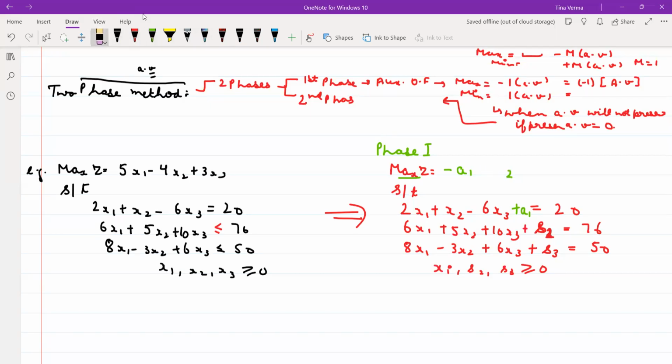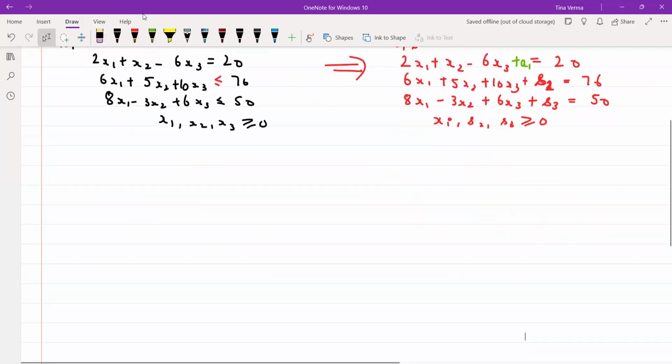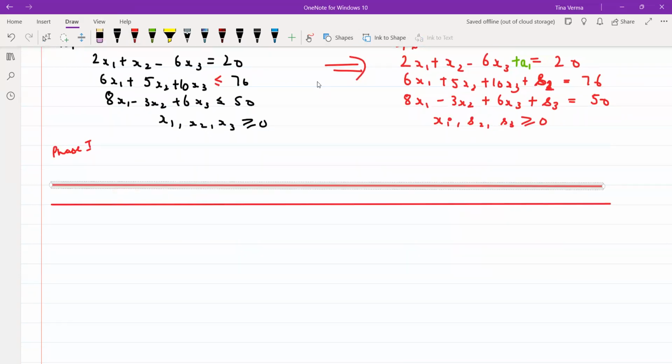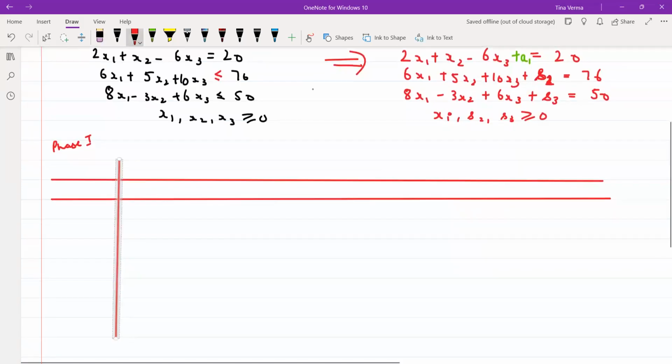But in this problem we have only one artificial variable, so we can start with this, right? Since we have taken this, now we have to start phase one. That means I have to start my simplex iteration. What was that? I have to construct the table. So if I have to construct the table, I have to write my basic variable, zj minus cj, and my solution, everything, right? So we will start.